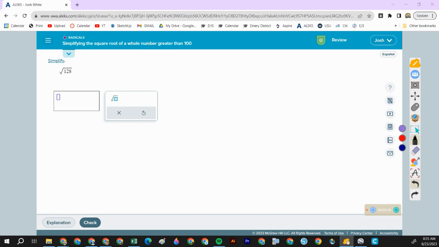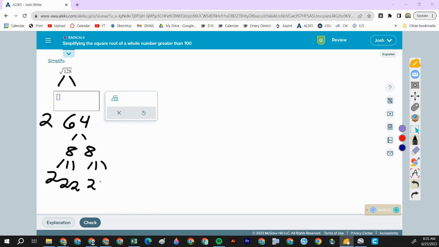All right, square root of 128. We factor: 2 and 64, 8 and 8, 2 and 4, 2 and 2. And then I scratch off everything that factored. And what am I looking for? Pairs. I need a pair of numbers. So here's a pair, here's a pair, here's a pair.